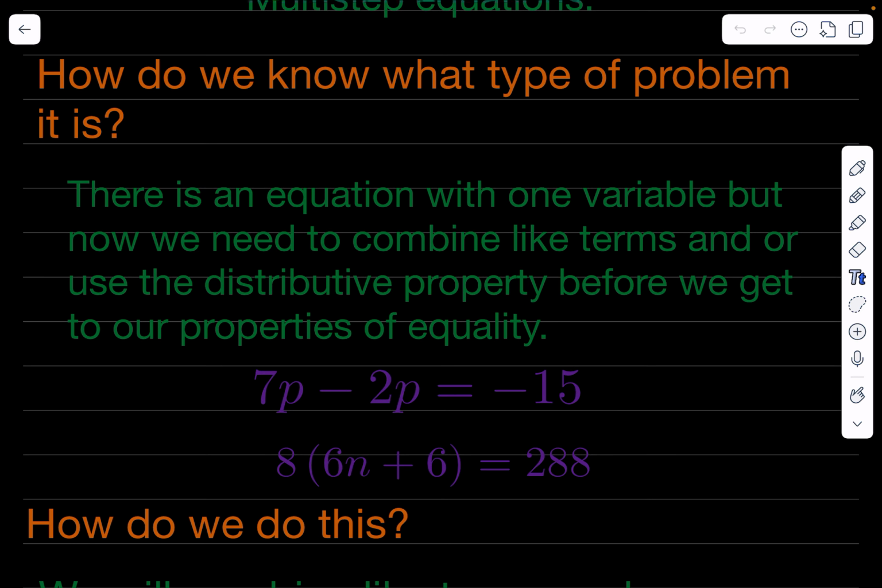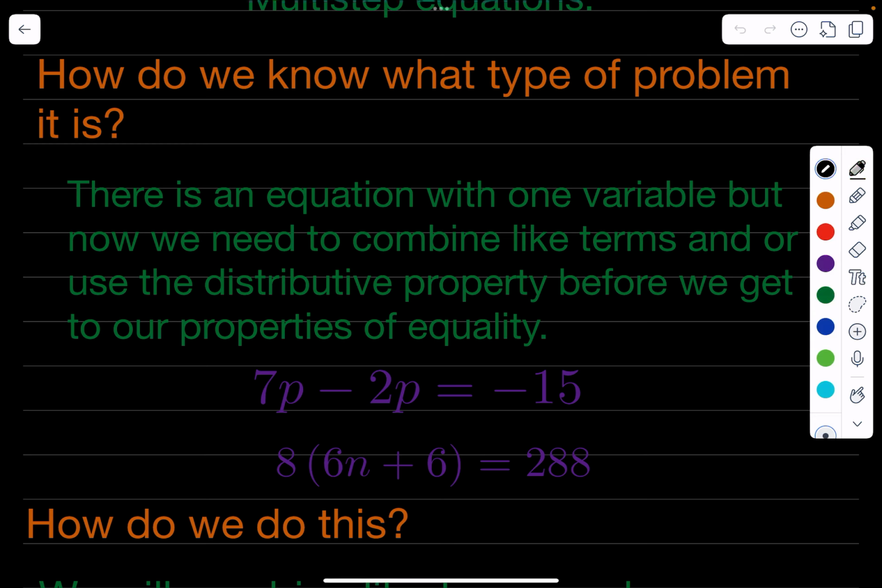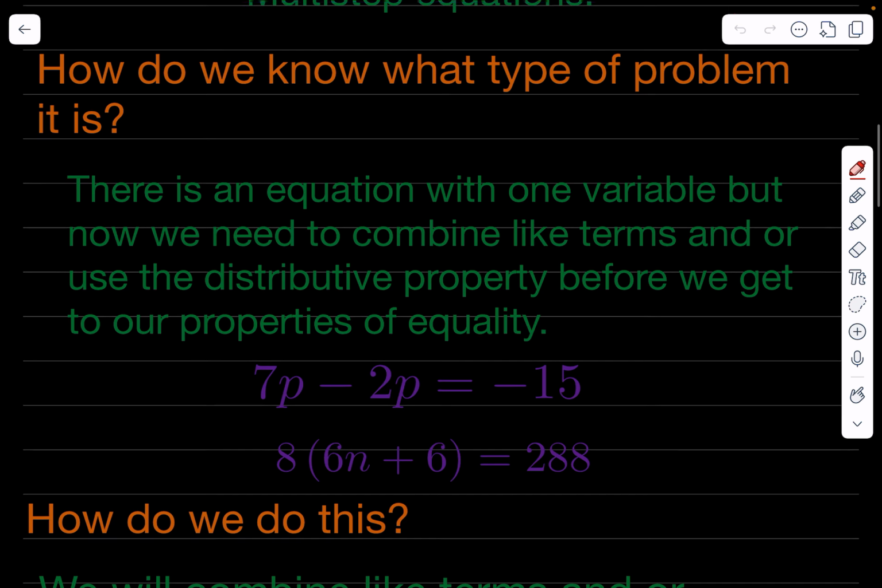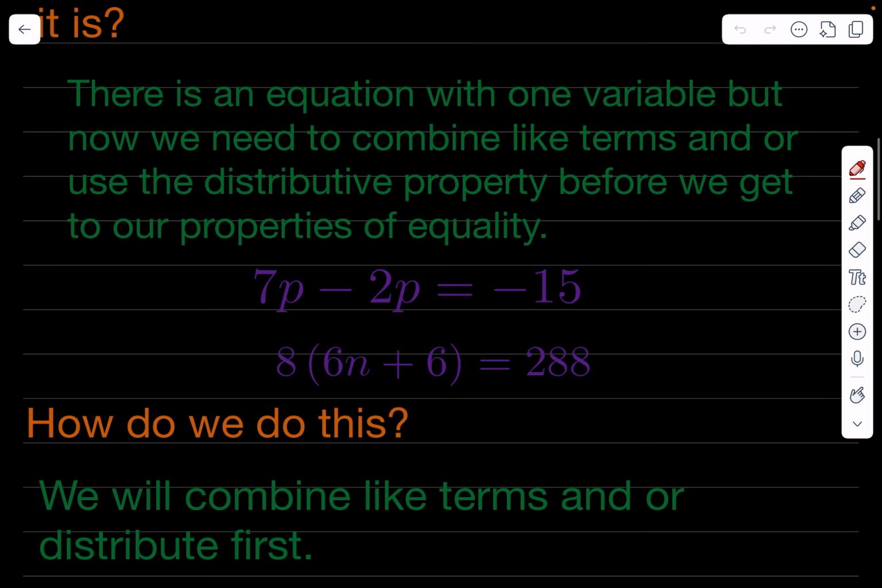This time we have an equation with one variable, but now we need to combine like terms and/or use the distributive property before we get to our properties of equality. Sometimes we call this setup. So here we've got a 7p and a 2p. We need to combine those two and then use our properties of equality.